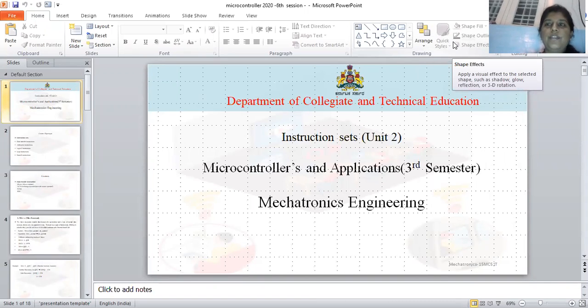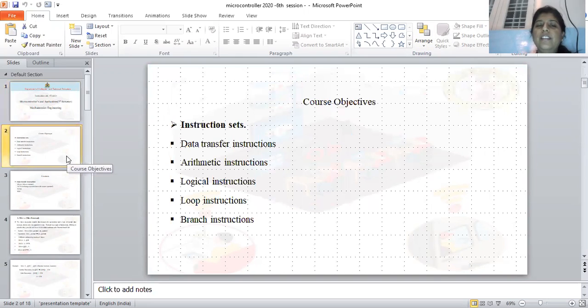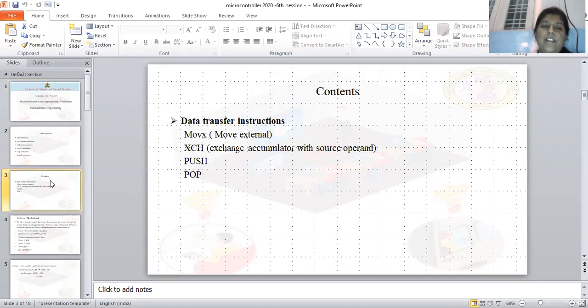Today we'll discuss data transfer instructions in the instruction set of a microcontroller and their applications. What instruction sets are available? Data transfer instructions, arithmetic instructions, logical instructions, loop instructions, and branch instructions. Today let me discuss some of the data transfer instructions, like MOVX, XCH, push and pop operations.